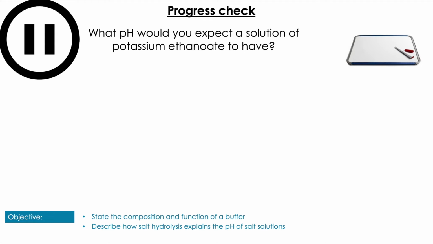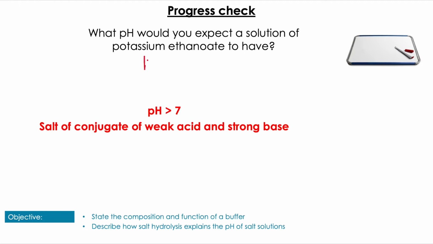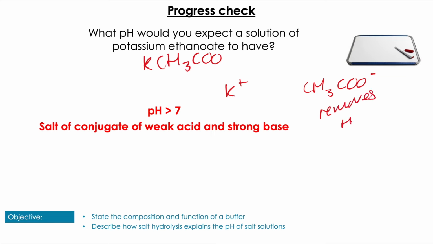Hopefully you realize that this would be higher than 7 because we have KCH3COO made of two ions, the K+ and the ethanoate ion. The K+ from a strong base and the CH3COO- removes H+ from solution because it's the conjugate of a weak acid. Therefore, the solution will become basic.